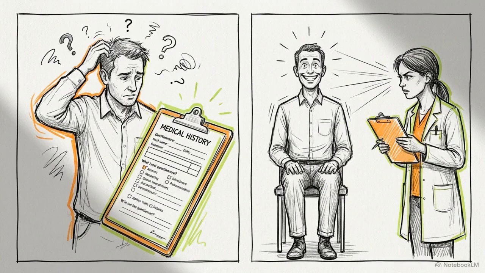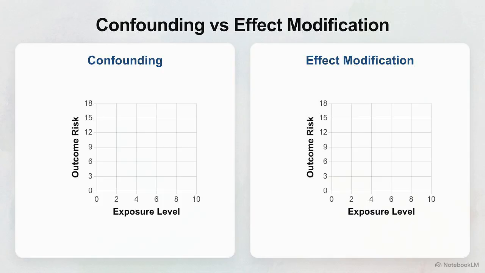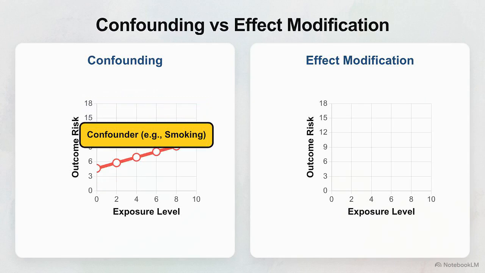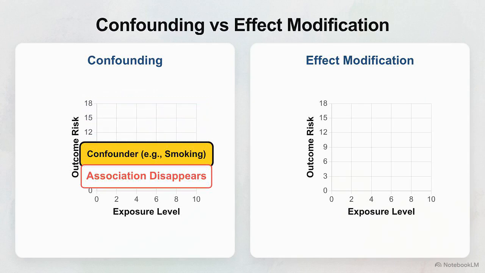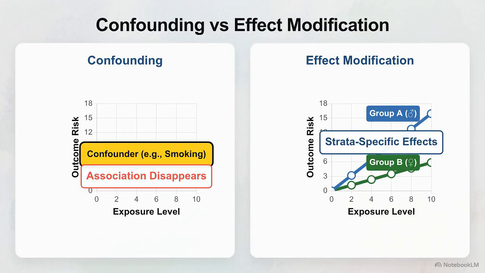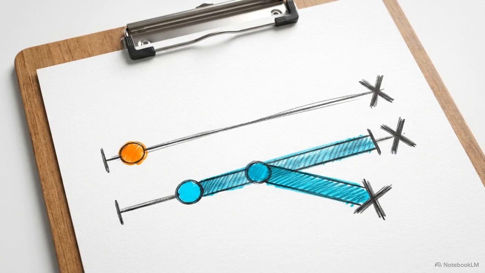Bias is a systemic error in data collection, such as recall bias in case control studies, or the Hawthorne effect, where behavior changes due to observation. Confounding occurs when a third variable distorts the relationship between exposure and outcome. Stratifying the data will make the association disappear. Effect modification occurs when the exposure effect truly differs across subgroups, such as a drug working in men but not in women.